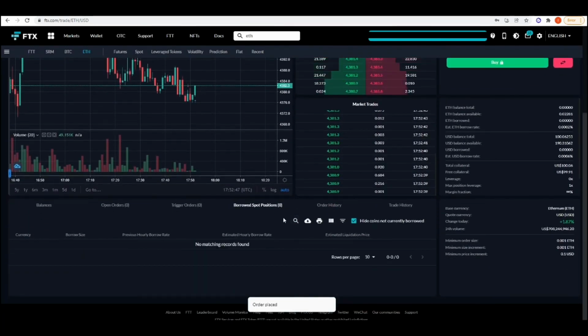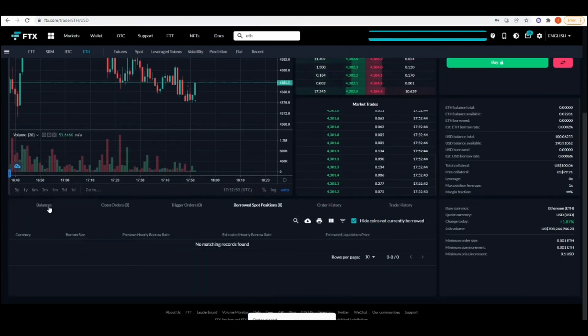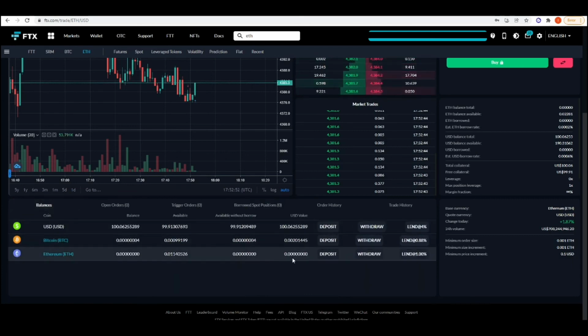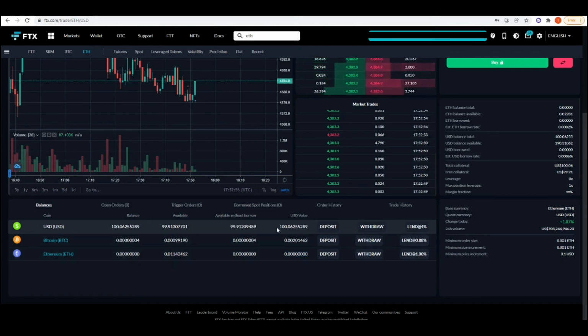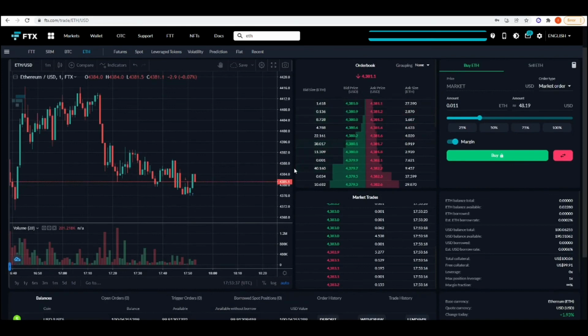So there we go. My borrowed spot position has now closed, and if we come back to my balances, it should go back to normal. So my USD borrowed value here has gone back to 0, and my USD value has gone back to $100. And this was just a quick tutorial on how to spot margin short sell on FTX.